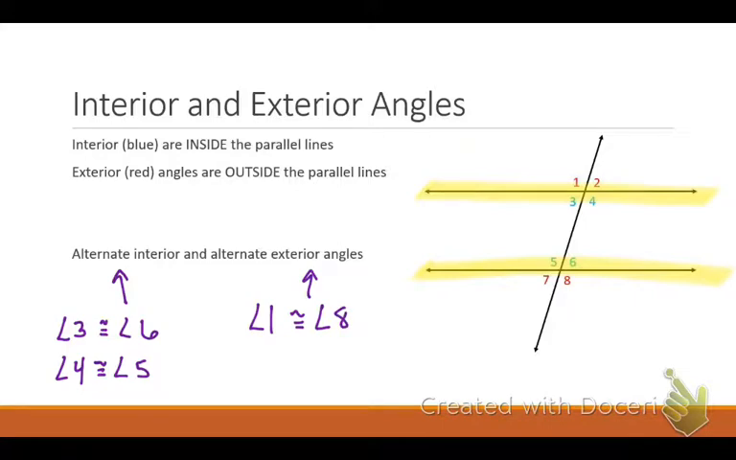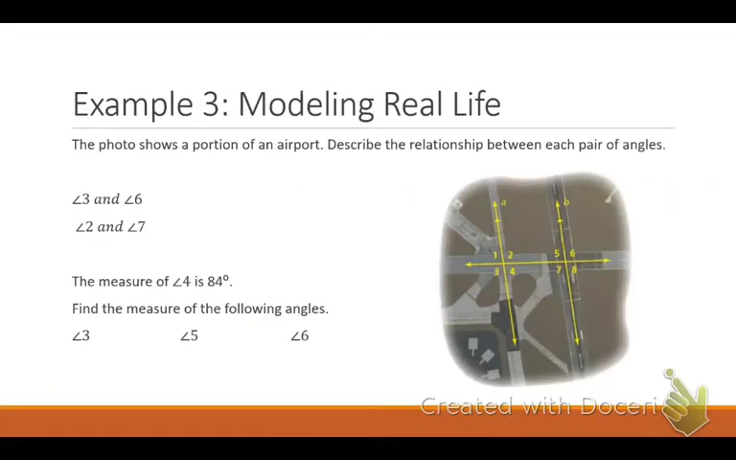Someone raise your hand and tell me, what is my other pair of congruent alternate exterior angles? Anybody? Come on, guys. Braden, what do you think? I had 1 and 8. Alternate exterior. What do you think your other pair would be? 2 and 7. Very good. So angles 2 and 7 are also congruent. So how in the world does this help me? Well, remember, if I know relationships, then I can solve for something that I don't know.